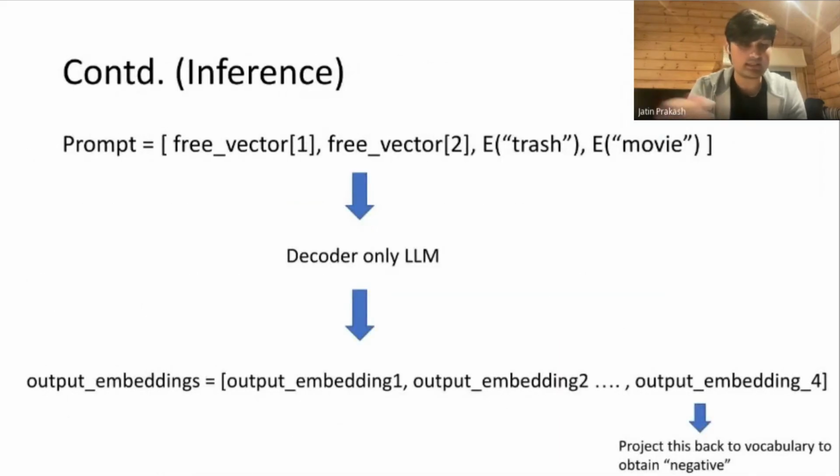So assume we have these free vectors already learned. What we do is we pass this prompt embedding list to these decoder-only LLMs like GPT-3, and then we get an output embedding back. We project the fourth output embedding, in this case, to the vocabulary space, and then take a softmax there, and we hope it will predict the word "negative" for this. Is this clear?